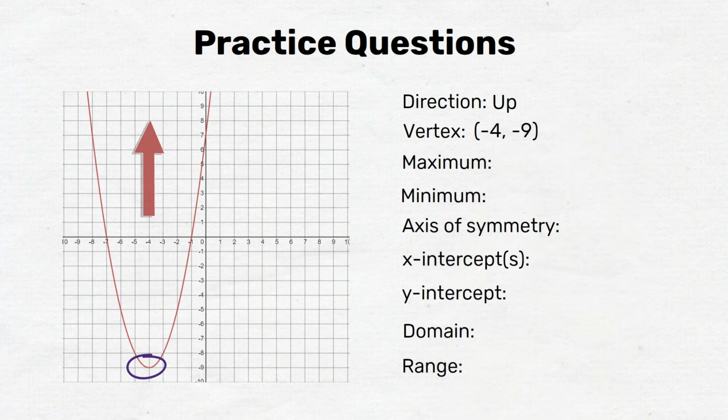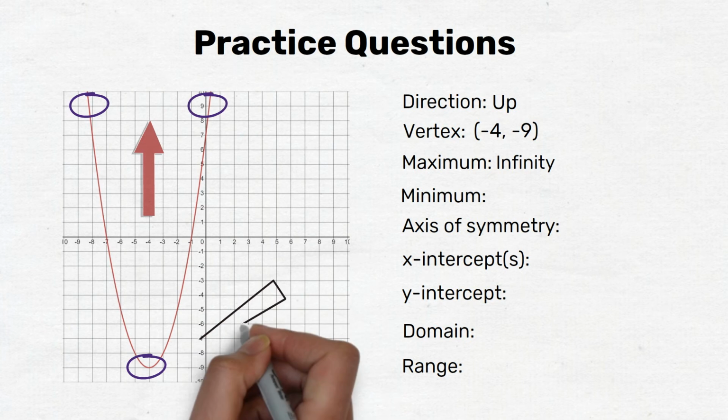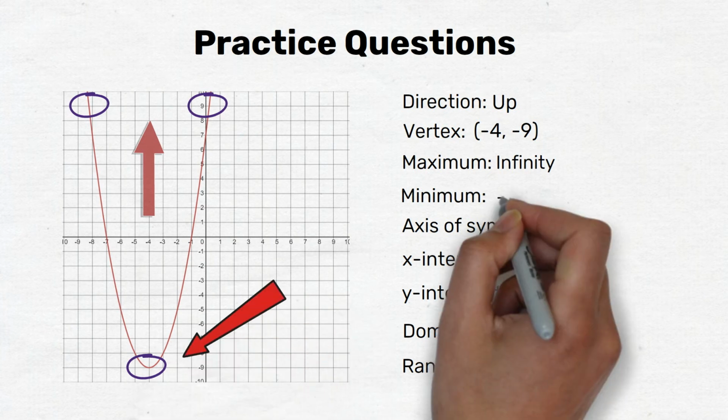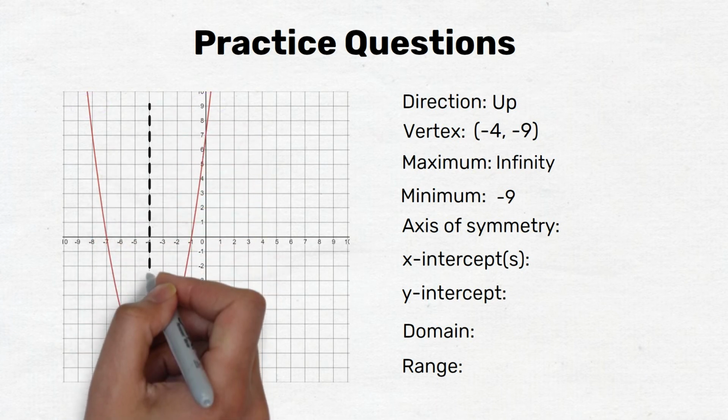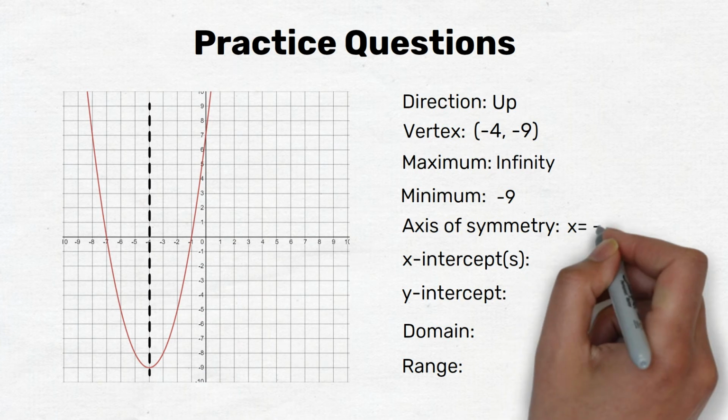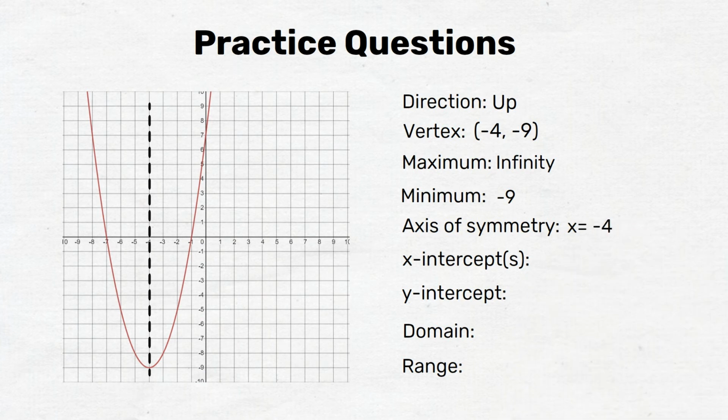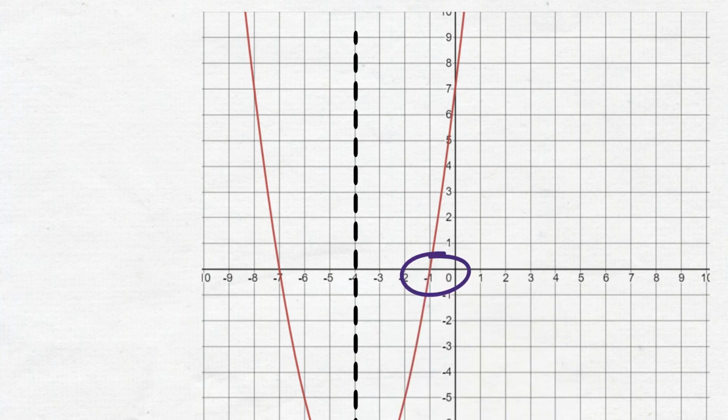For the maximum value, if we look up at the top of the graph, we can see that the graph actually just goes to the edge. This is meant to tell us that the graph just keeps going on forever. So it's going to go up forever and ever and ever, and so our maximum value is going to be infinity. Our minimum value is our vertex, which is at the y value -9. Our axis of symmetry goes right through the middle of the graph, and that's going to be x equals -4, which is the location of our vertex. Our x-intercepts, if we zoom in a bit, are at -1 and -7, and our y-intercept is at 7.